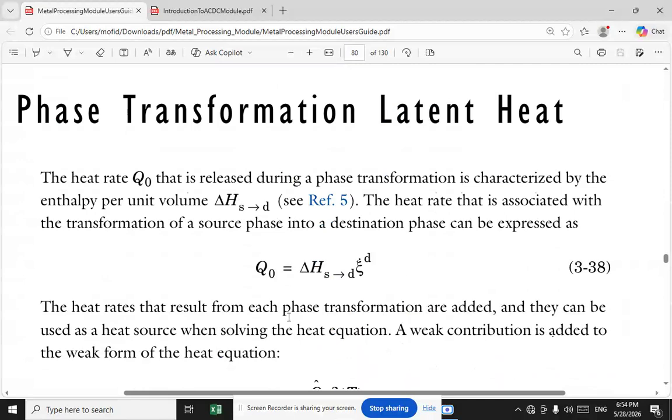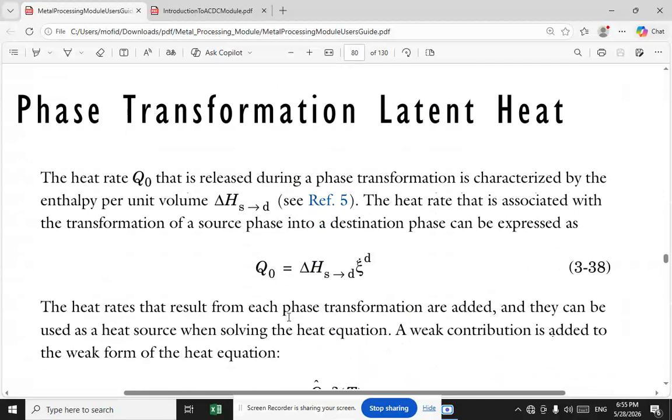Now I want to go to the phase transformation latent heat. The heat rate Q0 that is released during a phase transformation is characterized by the enthalpy per unit volume, delta H^(s→d). See reference 5. The heat rate that is associated with the transformation of a source phase into a destination phase can be expressed as Q0 equal to delta enthalpy s→d times zeta to the power of d.